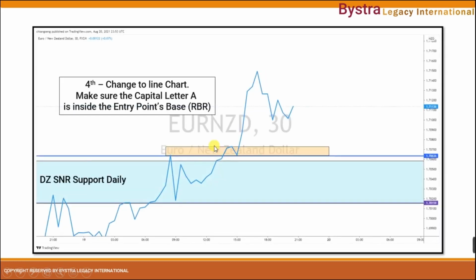Once we have the horizontal line and the entry base, what should we do next? We go to the line chart. As we can see here, when we move to the line chart, the capital letter A, the resistance, is so strong, so sharp. This is a very good resistance, the resistance that we want, and it is inside the Rayleigh base Rayleigh entry point. So our entry point will be this capital letter A, which is 1.70636. The resistance is inside the base, so this is a valid setup for SNRC1.